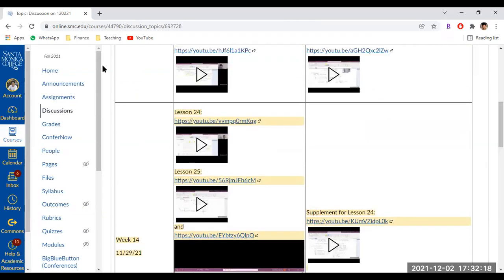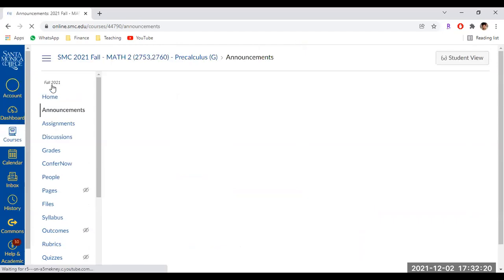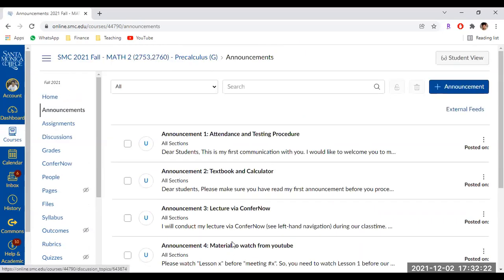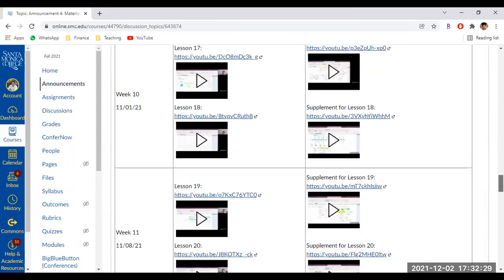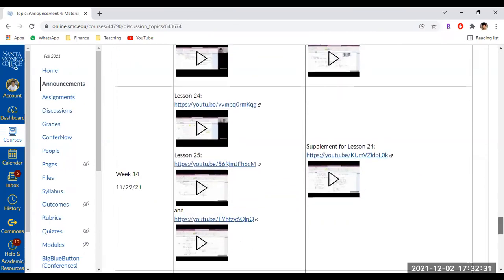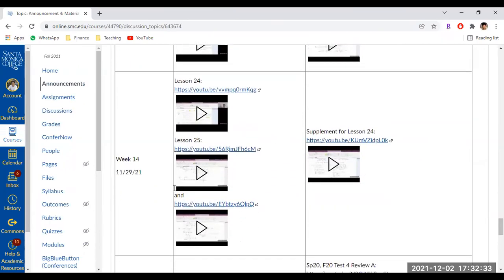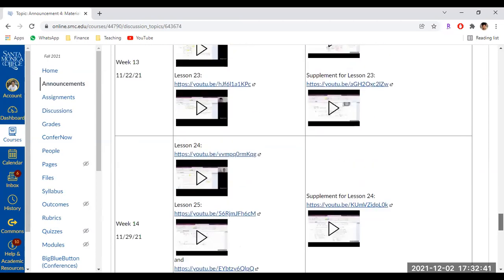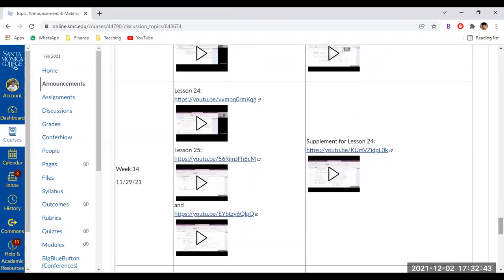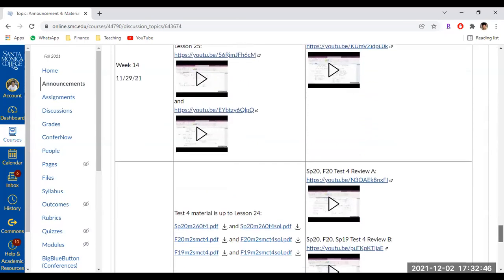Yeah, in the announcement. Let me bring it there. If you go to the announcement, you can see a complete view. Lesson 25 is on parabola and ellipse. Lesson 26 is on hyperbola. Now, your test 4 will be up to lesson 24 only.